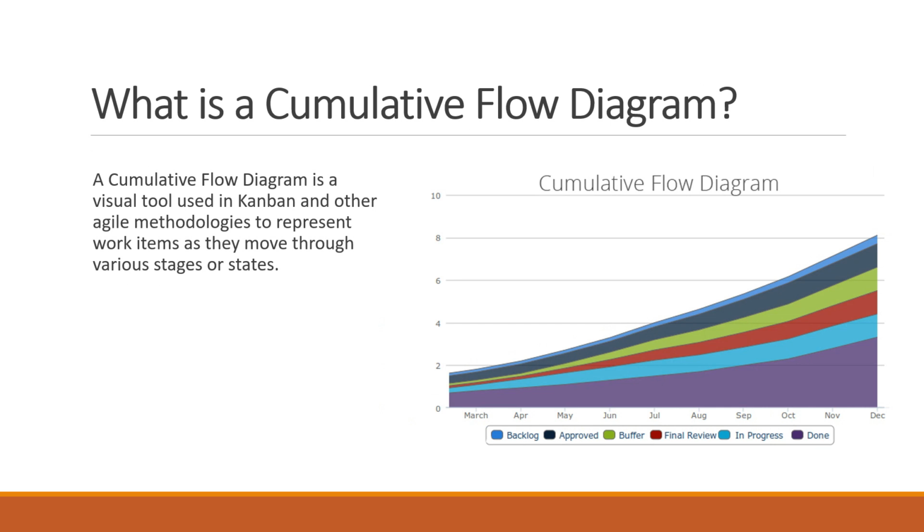Now, what is a cumulative flow diagram? A cumulative flow diagram is a visual tool used in Kanban and other agile methodologies to represent work items as they move through various stages or states. It's a stacked area chart that shows the quantity of work in different statuses over time.